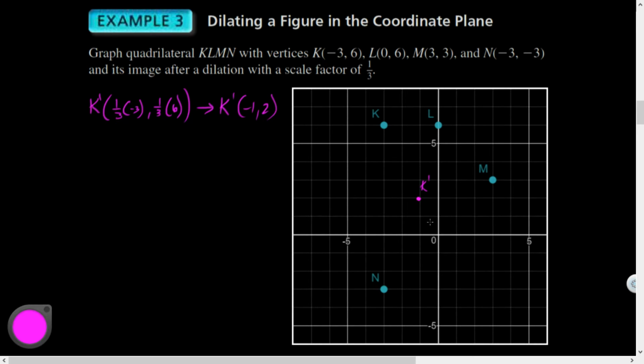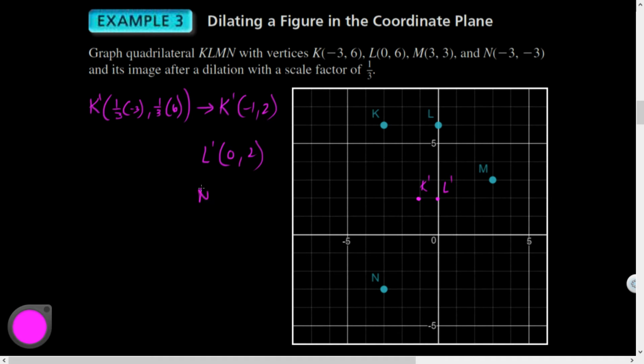So there's K prime. Notice it's 1/3 of the distance from the origin, and all of these wonderful things. Its coordinates are literally 1/3. L prime is going to be 1/3 of 0, which is 0, 1/3 of 6, which is 2. So that's 0, 2. So there's L prime.